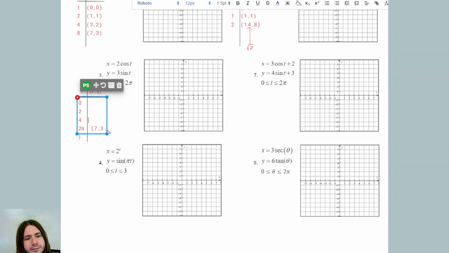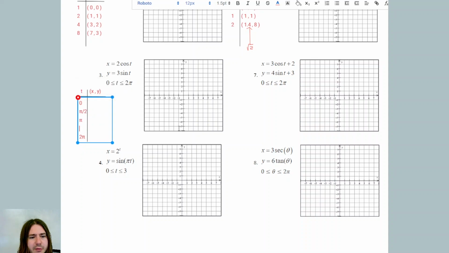Okay, so I definitely want to go from 0 to 2 pi, but I want to hit some in between. For instance, pi over 2 should be pretty easy to compute. Pi should be pretty easy to compute, and 3 pi over 2 should be pretty easy to compute as well. Okay, so now let's take a look at this. So we have 2 times cosine of 0.